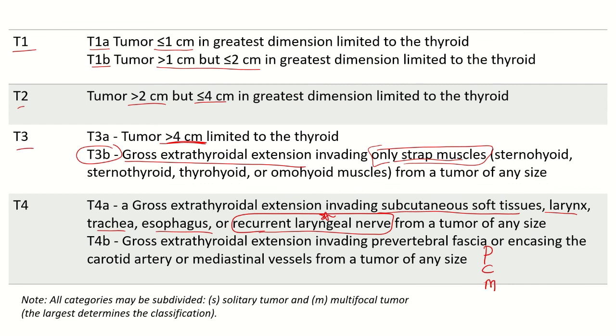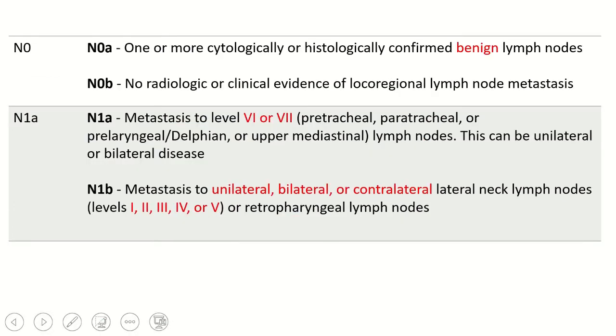These categories may be further subdivided as (s) in brackets or (m) in brackets. S is if there is only a single tumor, m if the tumor is multifocal. The stage depends upon the largest dimension of the tumor. N0A is one or more cytologically or histologically confirmed benign lymph nodes. N0B is there is no evidence. N1A is metastasis to level 6 or level 7. N1B is metastasis to level 1, 2, 3, 4 or 5, unilateral, bilateral or contralateral, or retropharyngeal lymph nodes.